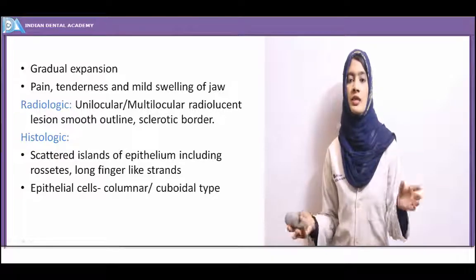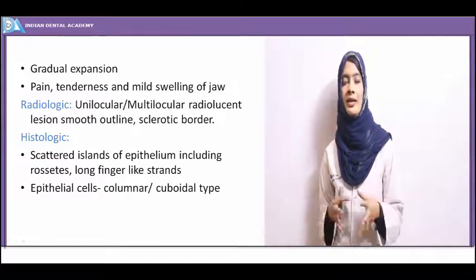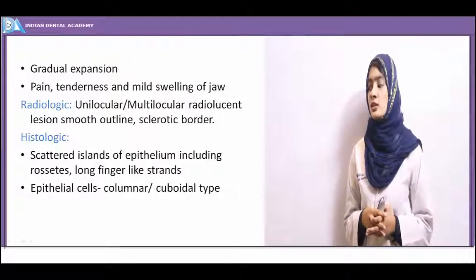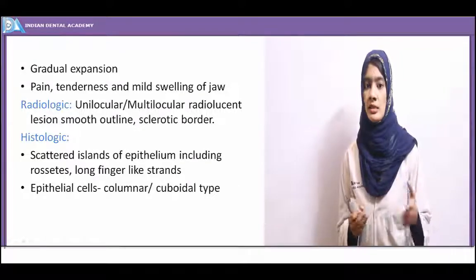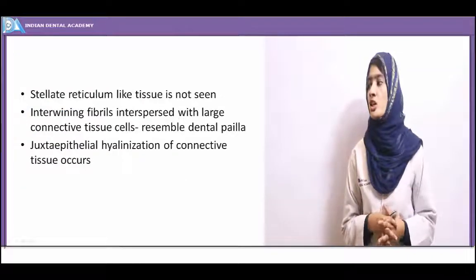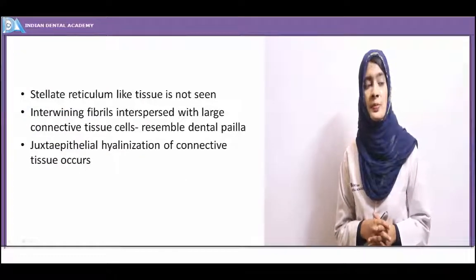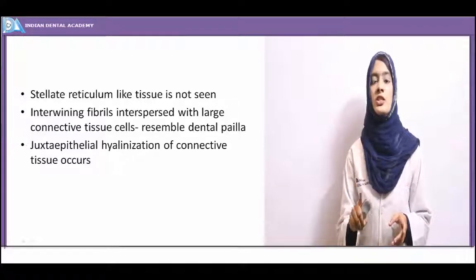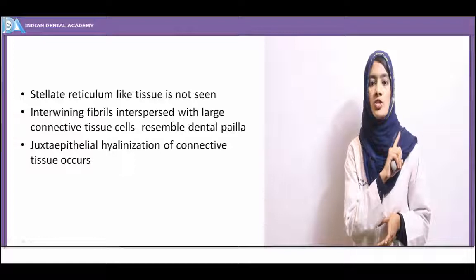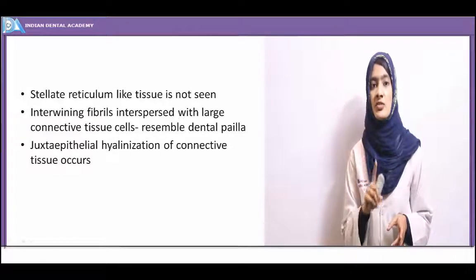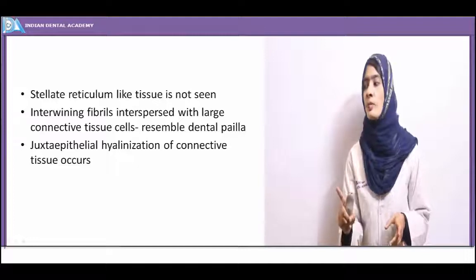These islands are arranged in the form of rosettes or ring-like structures or long finger-like strands. So how are the epithelial cells? The ameloblastic epithelial cells are columnar or cuboidal in nature, tall columnar or cuboidal with a reverse polarity. Only the feature is that the stellate reticulum is not seen in ameloblastic fibroma. Okay, that is the difference between ameloblastoma and ameloblastic fibroma.